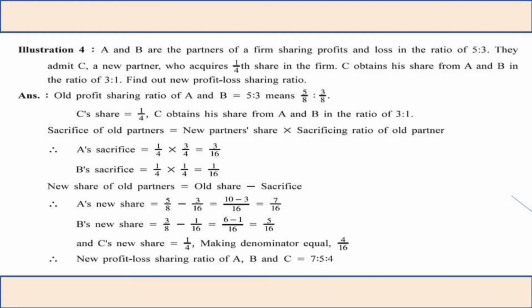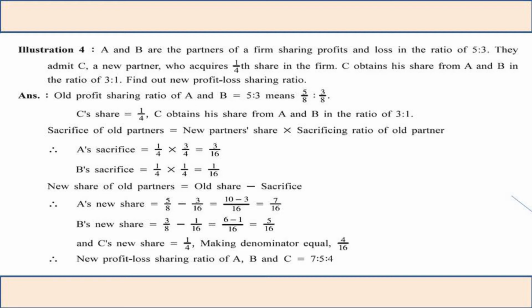And C's new share is equal to 1 upon 4. It is given in the question. But in denominator 4 is there. So now we make the denominator 16. We have to multiply numerator and denominator with 4. So 4 upon 16. We are making the denominator equal. So now new profit loss sharing ratio of A, B, C is equal to 7 is to 5 is to 4.